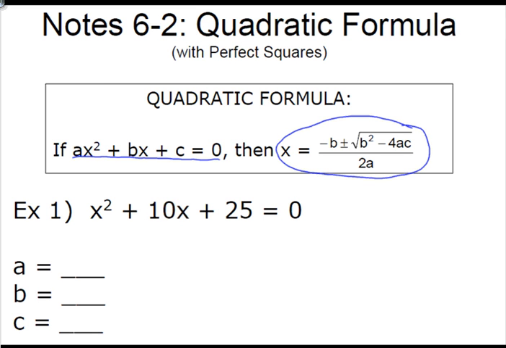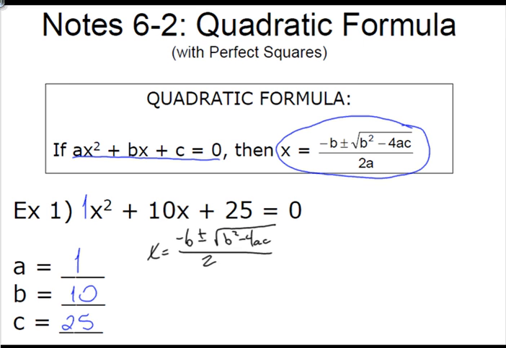Now, to actually use the quadratic formula, I'm going to look at my first example here, and I've got to go through and list the coefficients of each of my terms, my a, b, and c. This one, the leading coefficient is 1, so that is my a. A is 1. Here, b is 10, and c in this case would be 25. Once I have my a, b, c's, I can then just plug them into my formula as easy as 1, 2, 3. So here I have x is equal to the opposite of b plus or minus the square root of b squared minus 4ac all over 2a.